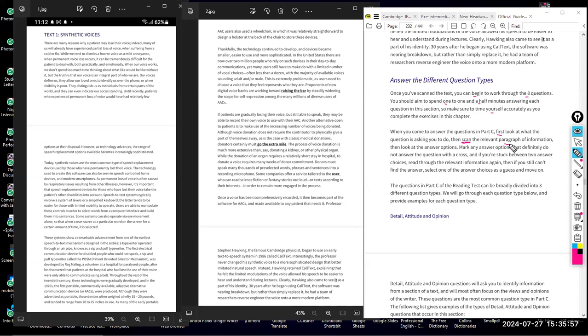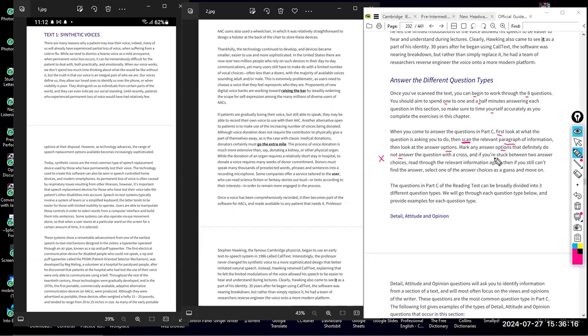Now I have to scan to check for specific information, then look at the answer options. I have to mark any answer options that definitely don't answer the question with a cross. This is not the correct answer.